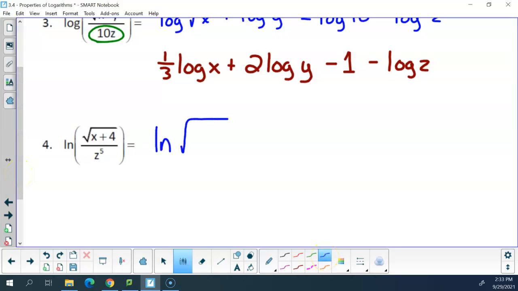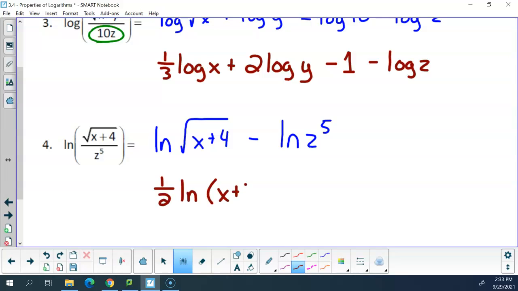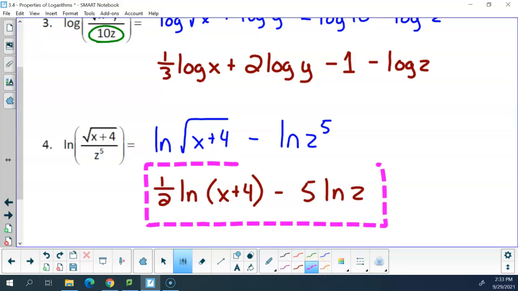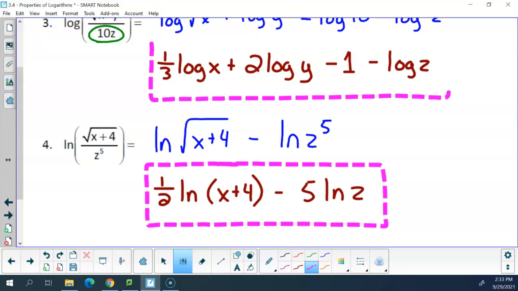Natural log of the square root of x plus 4 minus natural log of z to the fifth. So then this would be 1/2 natural log of the quantity x plus 4. And yes, I would have to put that in parentheses. Minus 5 natural log of z. Questions, comments, concerns?